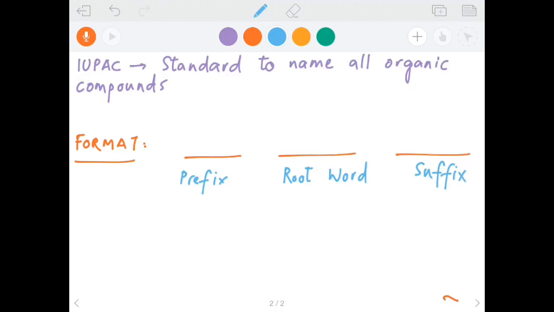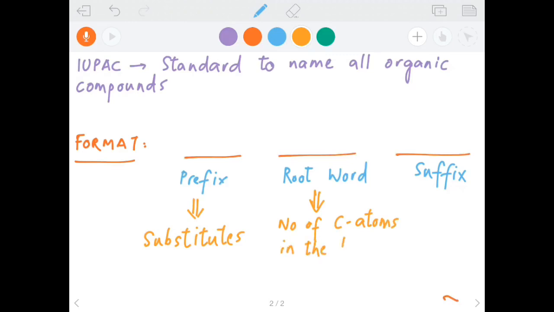Now what does prefix indicate? Prefix has everything to do with something known as substitutes, which we will talk about a little later. Root word has connections with the total number of carbon atoms in the longest carbon chain, which again we shall revise in a couple of slides from now. And suffix has something to do with functional groups, which are known for their properties to change the overall nature of the compound itself.